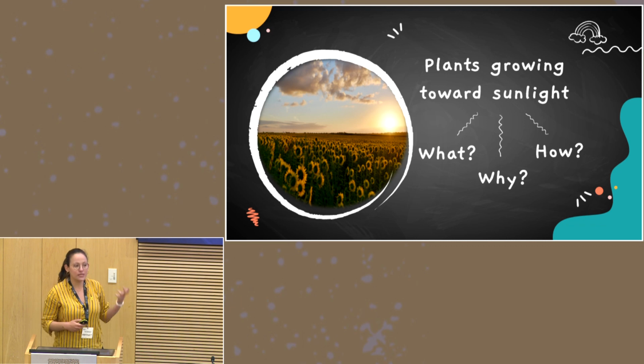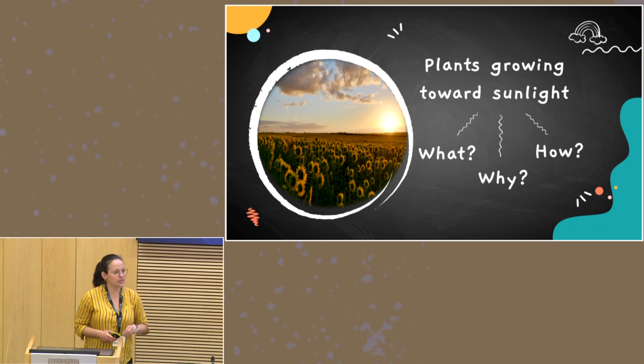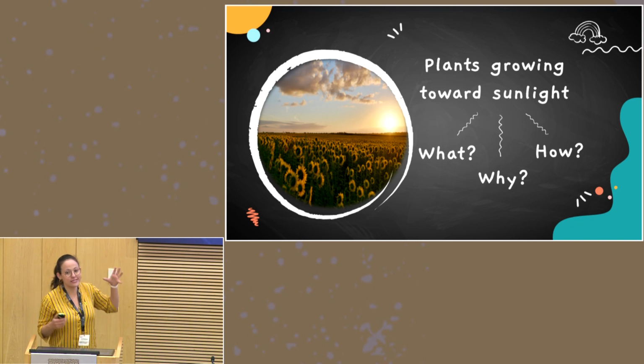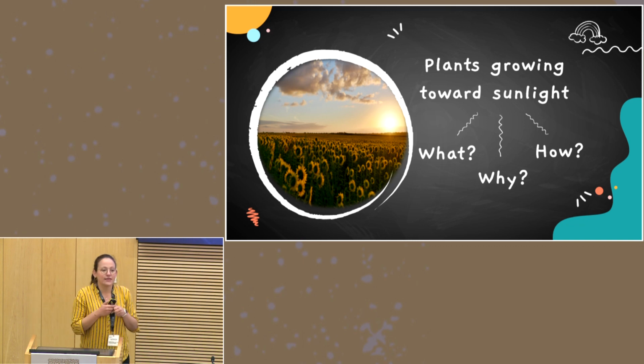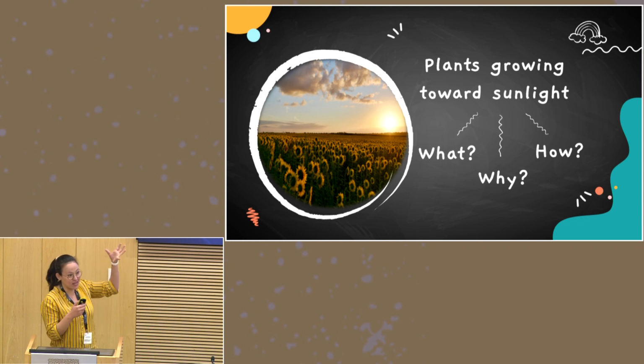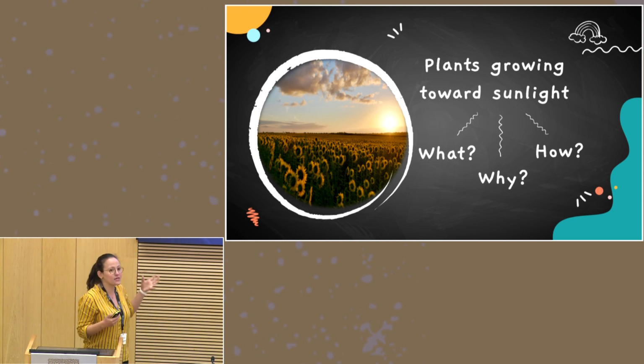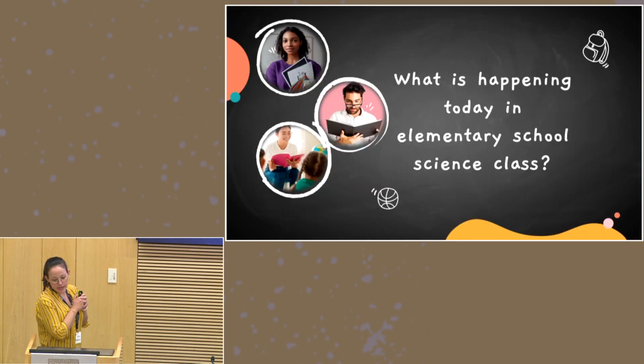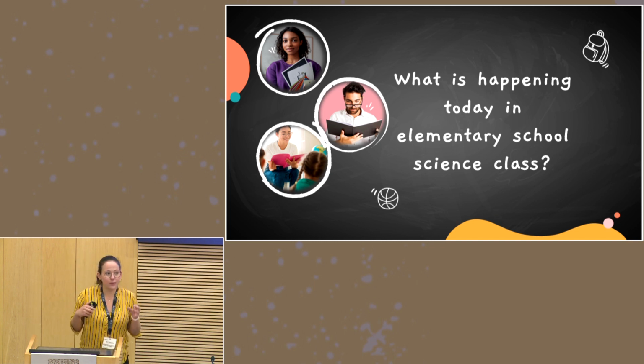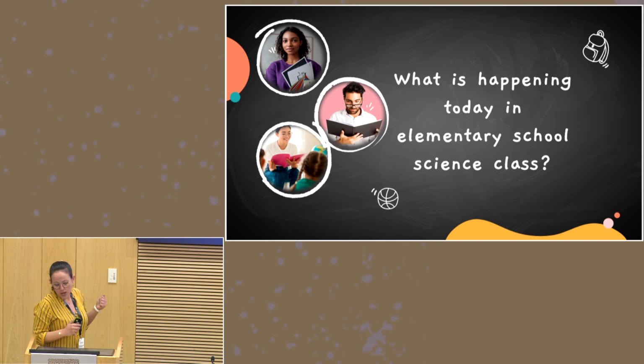In order to answer this question, you really need to understand the mechanism. So I won't go into formal terms, but to simplify, the answer is that there is something inside the plant that can sense the sunlight, and it activates something that makes it move towards the sun. So we saw that it's important to address the answers to how phenomena happen. But what is happening today in our schools?